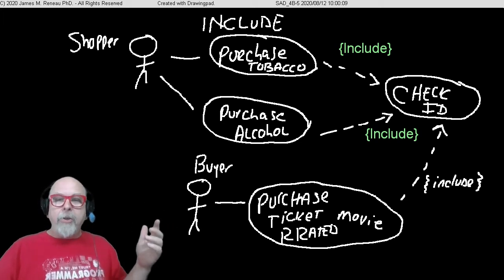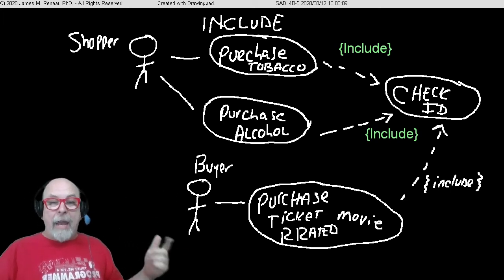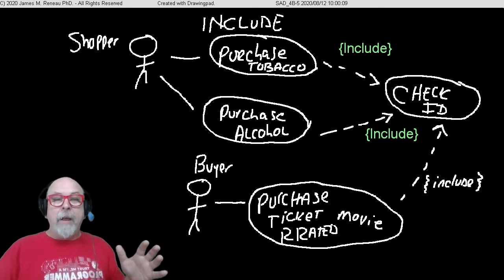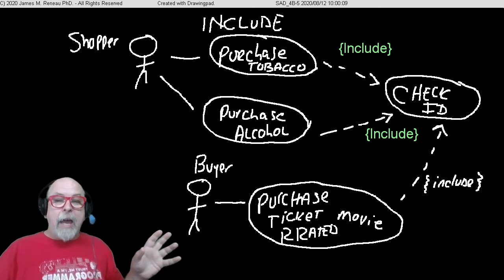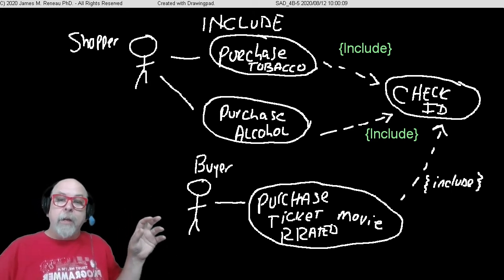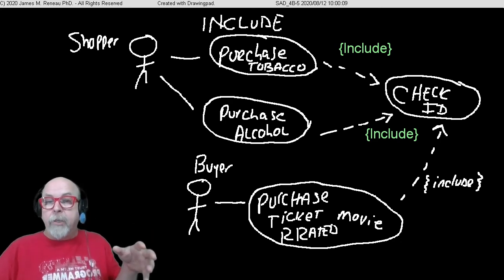Now, are you going to have one business where you can purchase tobacco, alcohol, and a movie ticket all at the same store? Probably not, but it just kind of shows how we can break up these use cases into subcases that can then be included back.